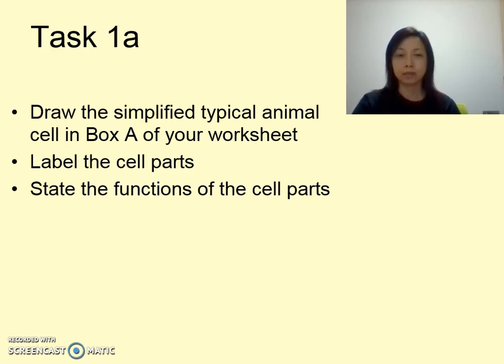First task. Refer to your worksheet. The first box, labeled as box A, you are to draw the simplified typical animal cell. After drawing, using pencil, label the cell parts. Well, you only need to label the three that we are learning. After you have labeled them, state the functions of these three parts. You may write the functions under the labels or draw a table to write it down. So this is your first task for the worksheet.